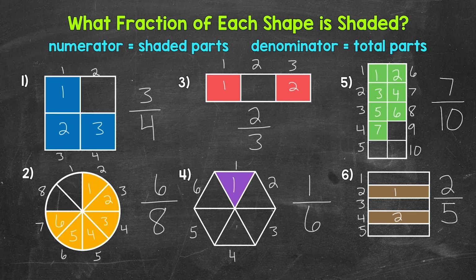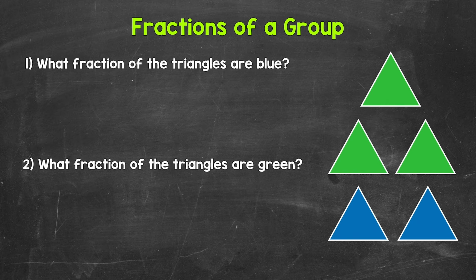Let's move on to fractions of a group. Now let's take a look at fractions of a group. Remember, a fraction is part of a whole. The whole can be one object, or in this case, the whole is going to be a group of objects. So fractions can represent part of a whole group. Let's jump into our examples, starting with number 1, where we have what fraction of the triangles are blue. So for numbers 1 and 2, we have a group of triangles. This is our whole group.